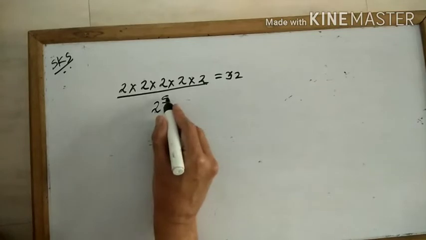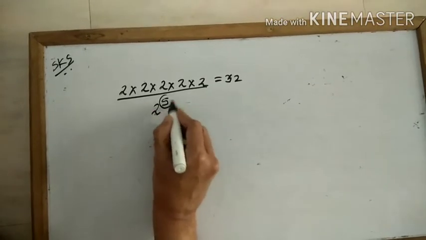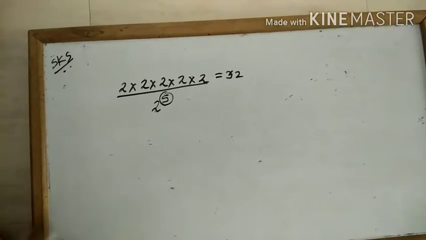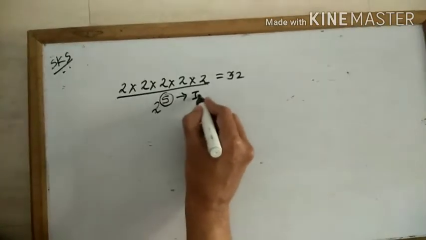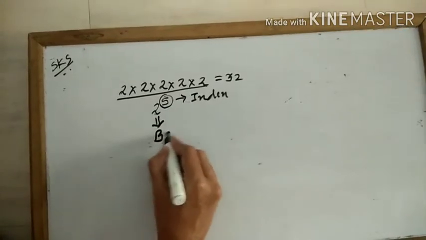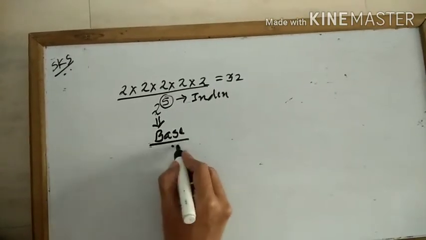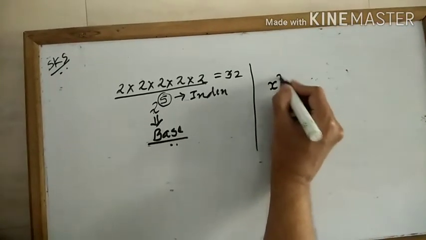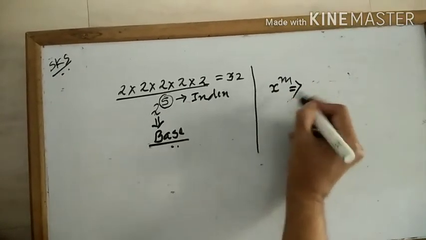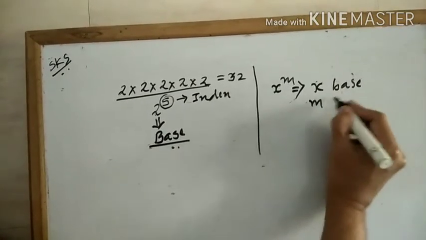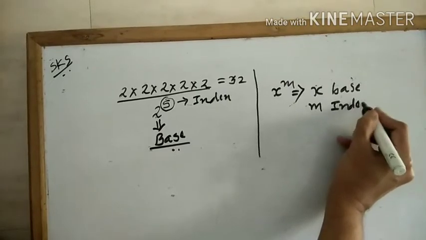When I write down 2 raised to 5, this 5 is superscript on the right hand side and it is called the index, where 2 is called the base. So we are already aware that if I write down x raised to m, x will be called the base and m will be called the index.